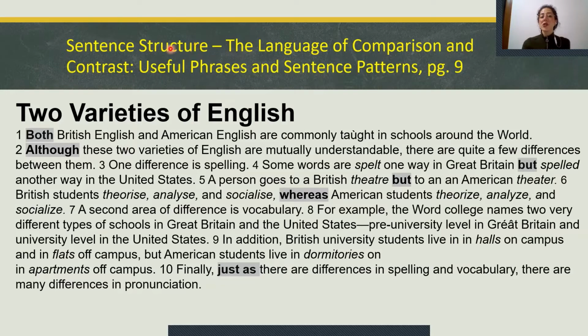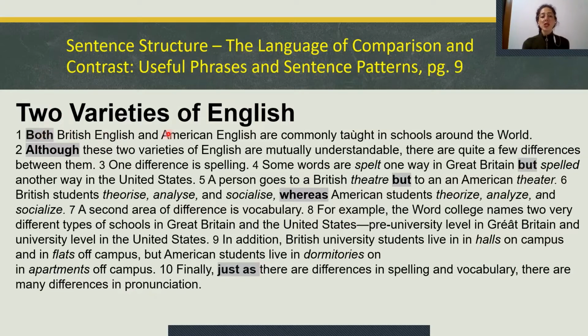So I will have to learn about the sentence structure, the language of comparison and contrast essays, useful phrases, and sentence patterns. You can follow it on page 9 in your writing packs. There is a good example here, two varieties of English. I took it because there are so many beautiful ones. Compare and contrast useful phrases and grammatical structures.